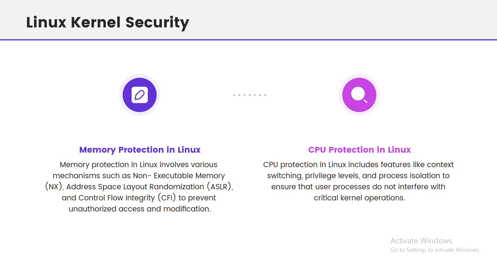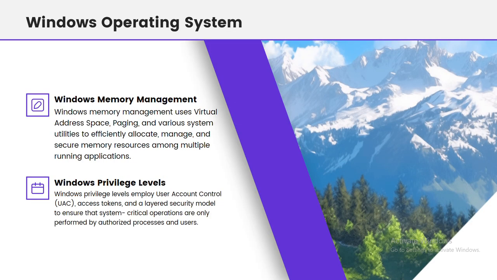Next one is CPU protection in Linux. CPU protection in Linux includes features like context switching, privilege levels, and process isolation to ensure that user processes do not interfere with critical kernel operations. Windows operating system. Windows memory management. Windows memory management uses virtual address space tagging and various systems to distribute memory resources among multiple running applications.